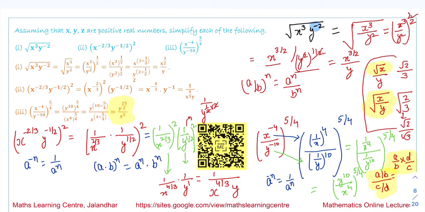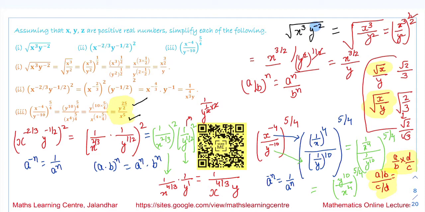You can try to solve this further. The power 5 by 4 is there, you multiply the powers inside the bracket and you will get the answer as y raised to the power 25 by 2 over x raised to the power 5. So you must try to solve this and try to find how we obtain this answer.